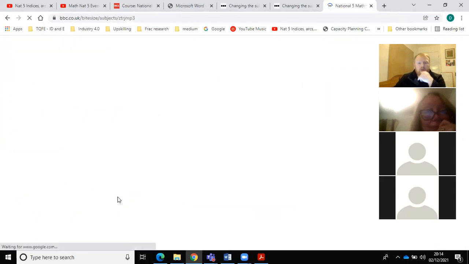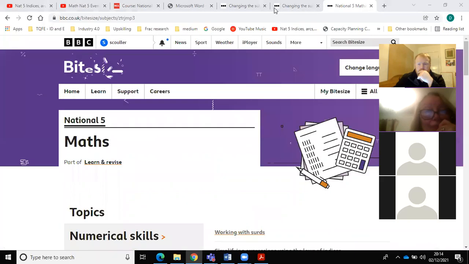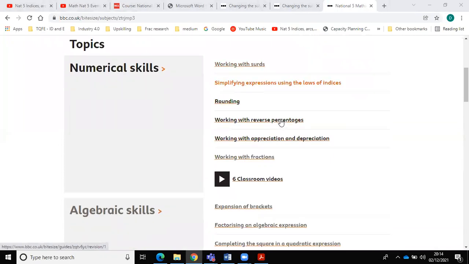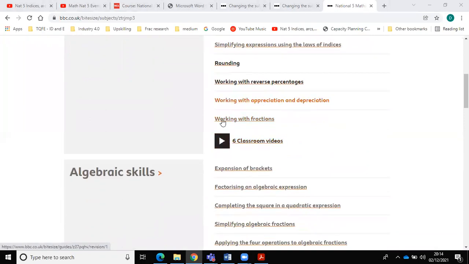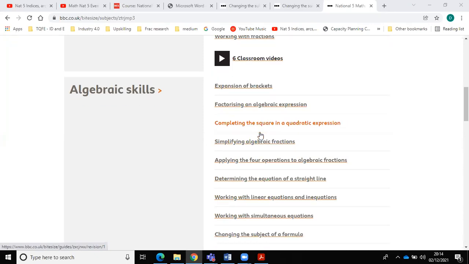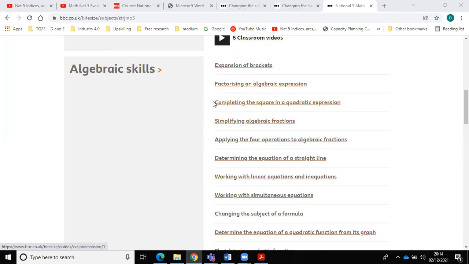Let's have a wee look at what we've done tonight. Tonight we did a wee bit of surds and then working with fractions. That's what we did the first hour. And then we moved on to completing the square in a quadratic expression.